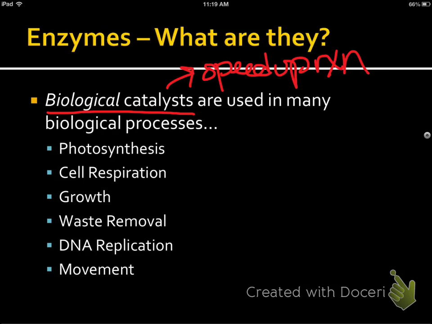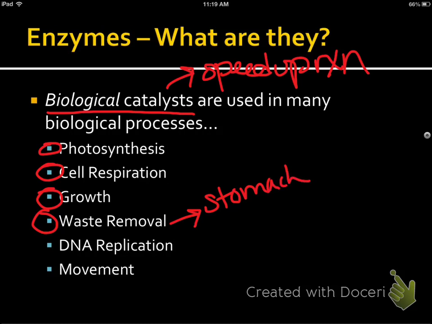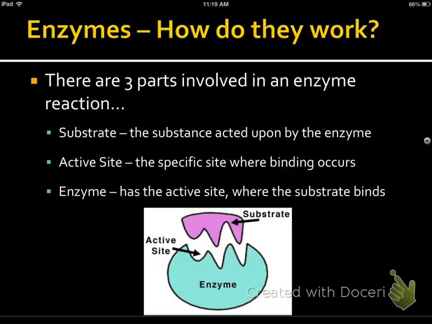So we have photosynthesis uses them, cell respiration uses them, growth in general, waste removal, or even when your stomach breaks down food. They're even used in DNA replication and movement. So how do they work? There are 3 parts to an enzyme. You have your substrate, active site, and then the enzyme itself.